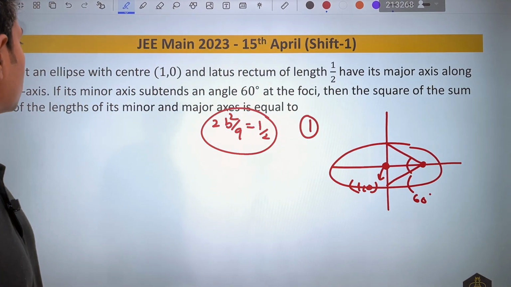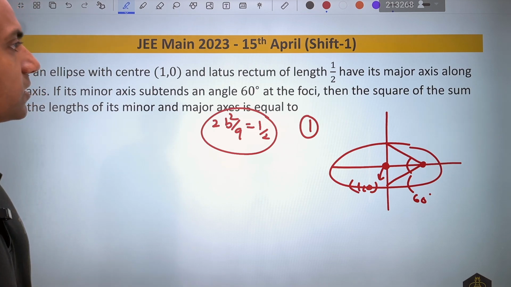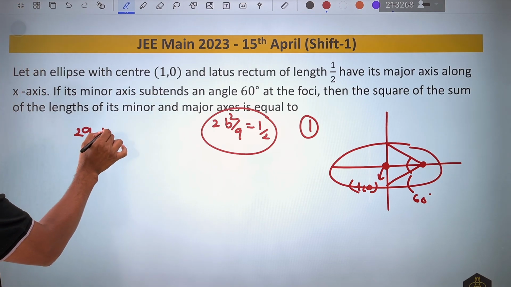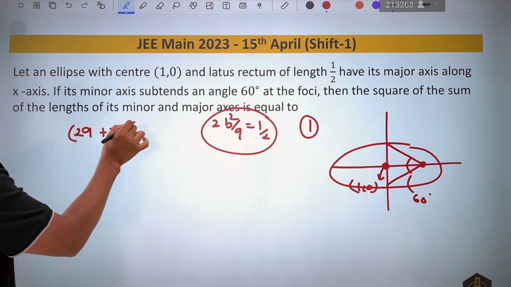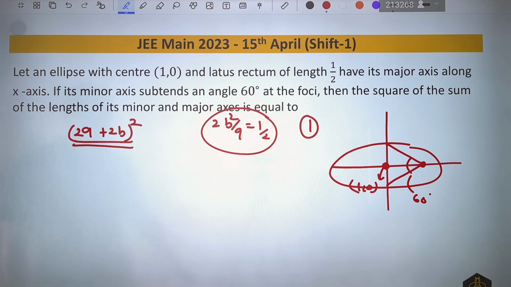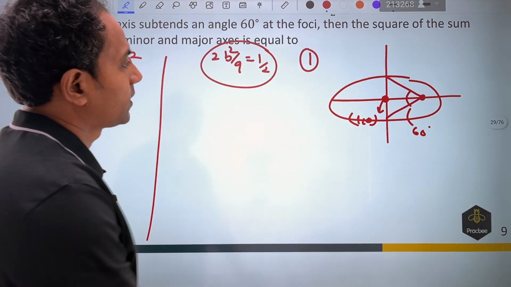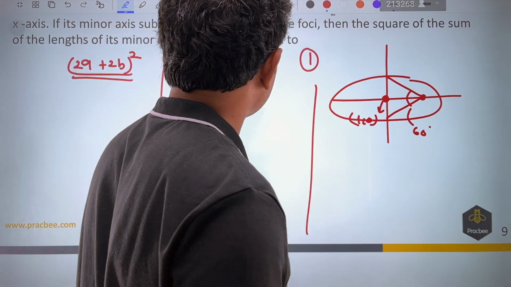Then the square of the sum of the lengths of its minor axis and major axis. So the sum of the minor axis and major axis, the square of the sum. This is what they're asking. So this is the question. You can see that for solving this question we need to find A and B, for which we have been given two different scenarios. Now let us use this.